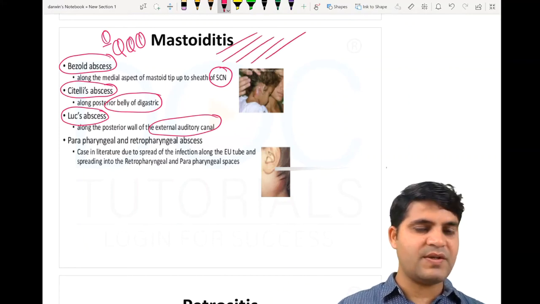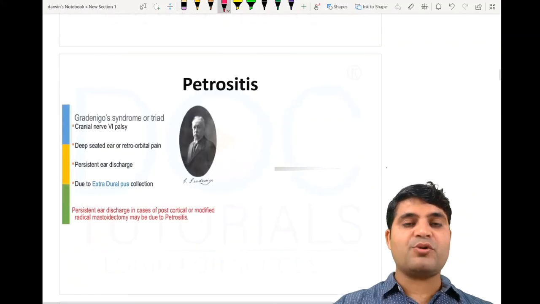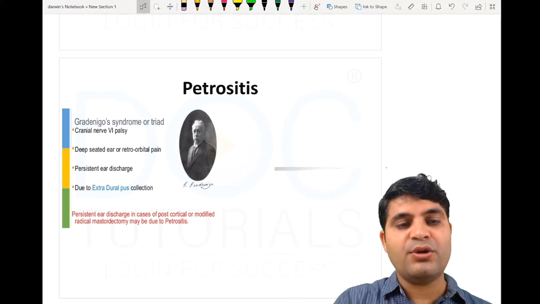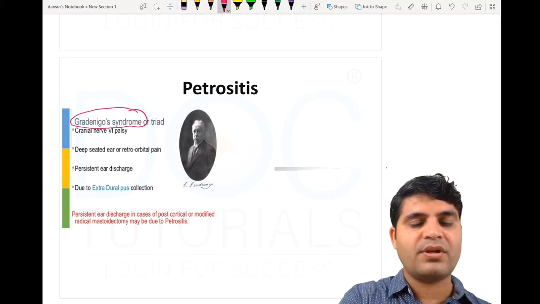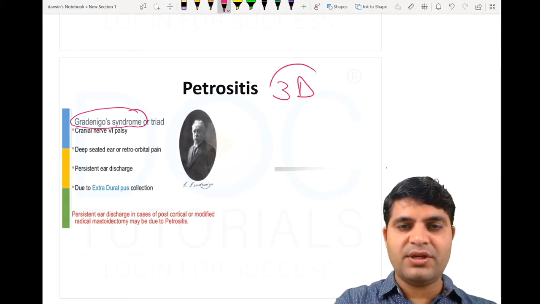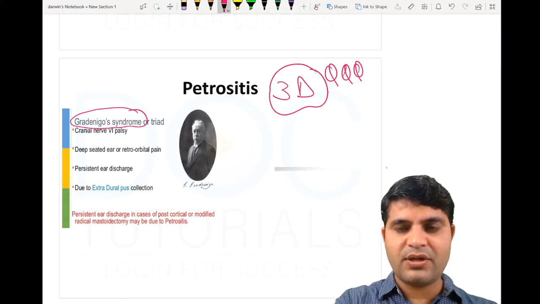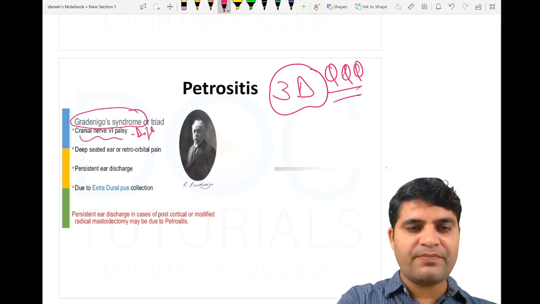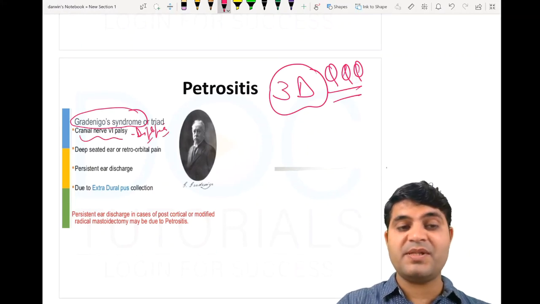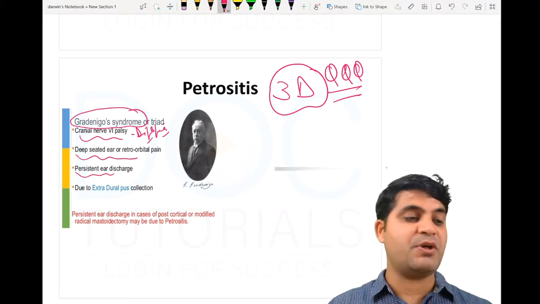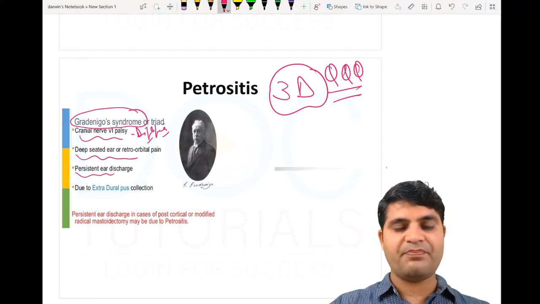So Sagar, yes. Now petrositis. I think everybody remembers petrositis. It is known for Gradenigo's syndrome. Clear? Gradenigo's syndrome, which is characterized by 3Ds. Okay, very important question. That means diplopia, that means sixth nerve palsy, deep-seated ear pain, and discharge. So 3Ds. Petrositis, 3Ds. Okay.